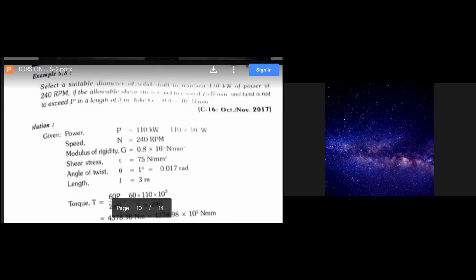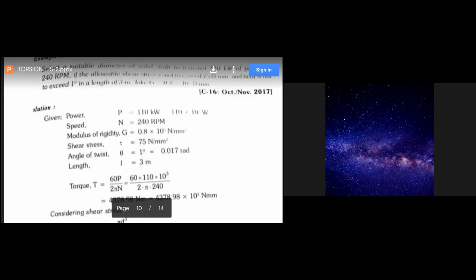Select a suitable diameter of solid shaft to transmit 110 kilowatts of power at 240 rpm. If the allowable shear stress is 75 Newton per mm square and twist is not to exceed 1 degree in a length of 3 meters. Take G value, modulus of rigidity, as 0.8 into 10 power 5 Newton per mm square.